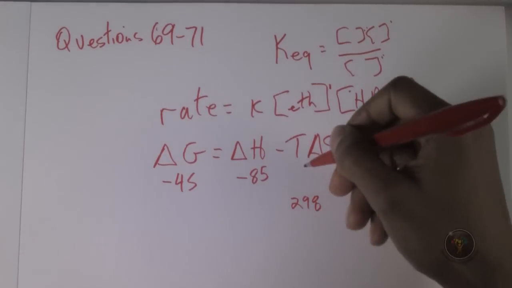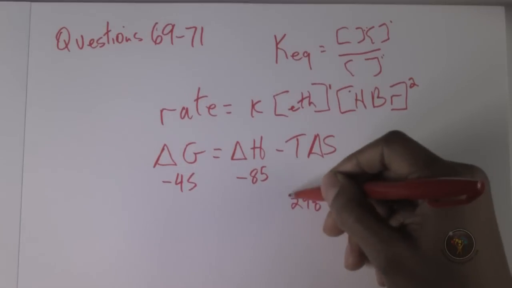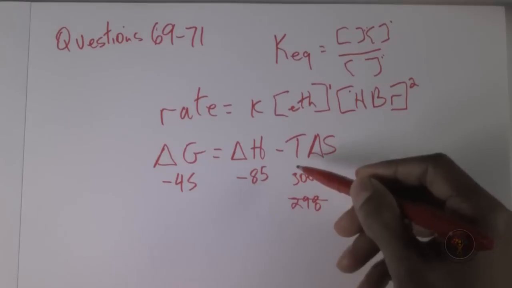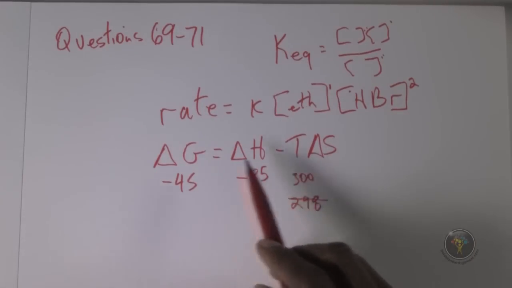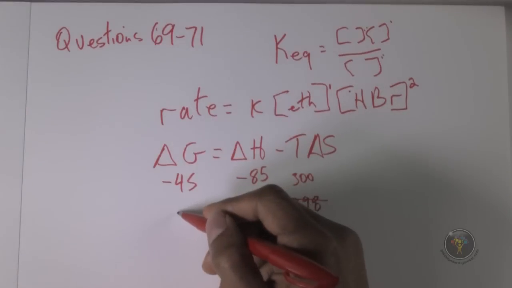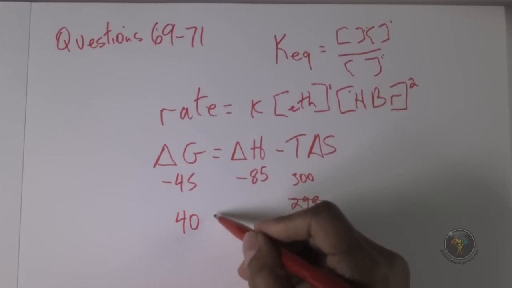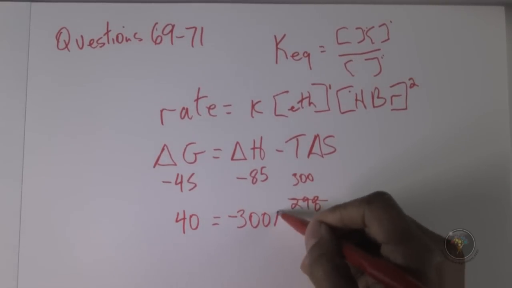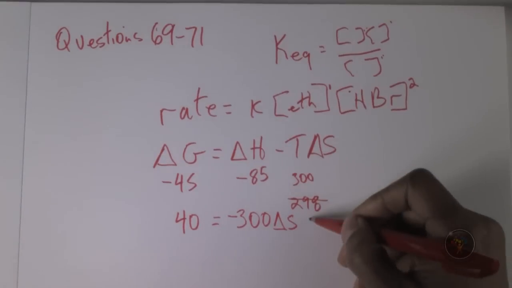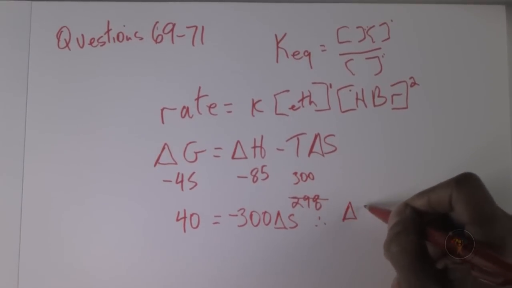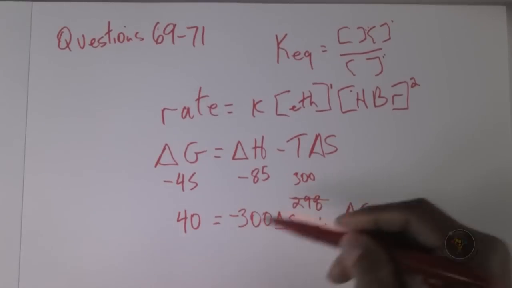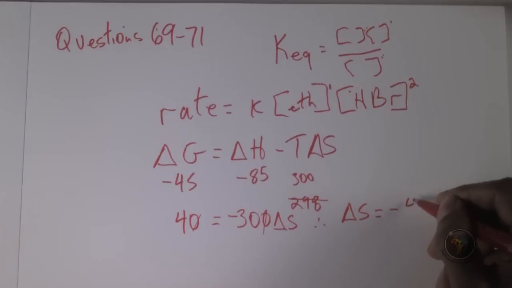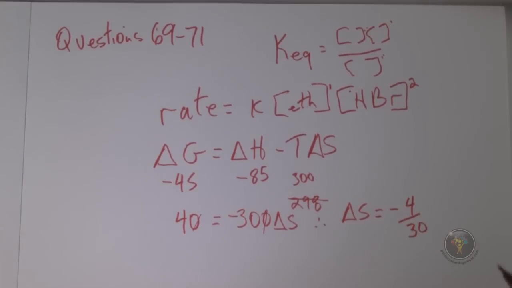Okay, so looking at the equation, we have 298 here, but we'll take this as 300. And we'll add 85 to both sides of the equation. And so we will have 40 here, and that's equal to minus 300 delta S. And so we get that delta S is equal to 40 over 300. We have these zeros that cancel, and we have minus 4 over 30.